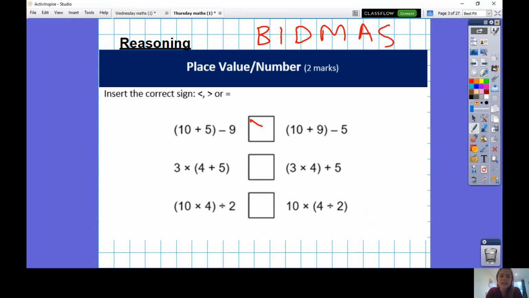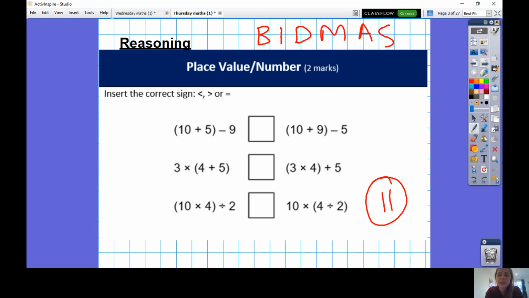Don't just randomly guess, oh yes, that looks bigger. Before you can say whether it will be greater than, less than, or equal to, you'll have to, of course, solve each side of the equation. So please pause the video now and have a go at answering those questions. In terms of writing it out on your paper, I would recommend writing out the whole calculation with the inequality sign in the middle.